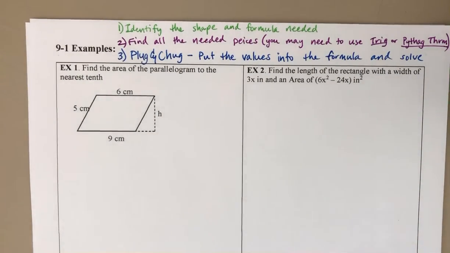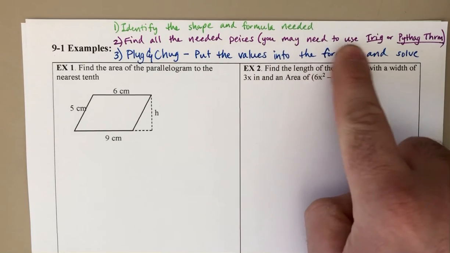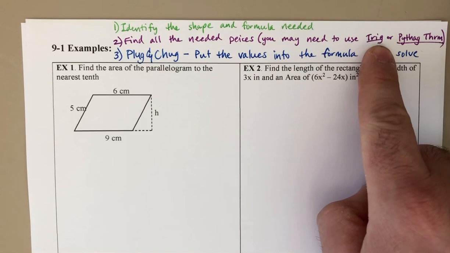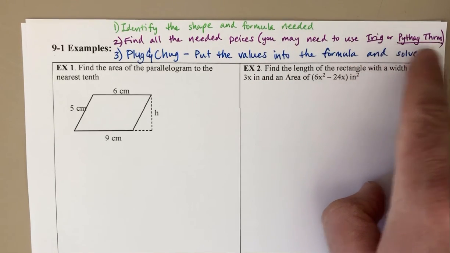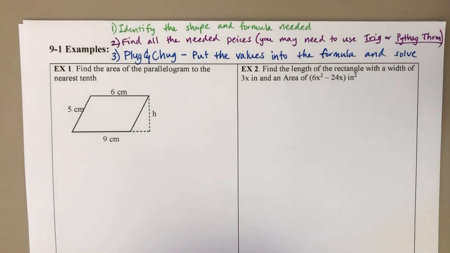Then step 2, find all the needed pieces. Now, sometimes you're going to be missing stuff. You're going to find the right formula, but you're not going to have all the information to just jump right in and do it. So you're going to have to do a bit of work to find all the needed pieces. You may have to use trigonometry, remember sine, cosine, tangent, or you may have to use the Pythagorean theorem, a squared plus b squared equals c squared for right triangles. So you're going to find those missing pieces.